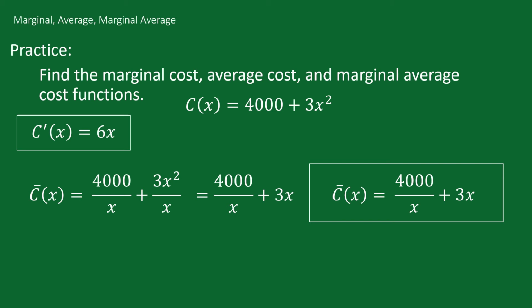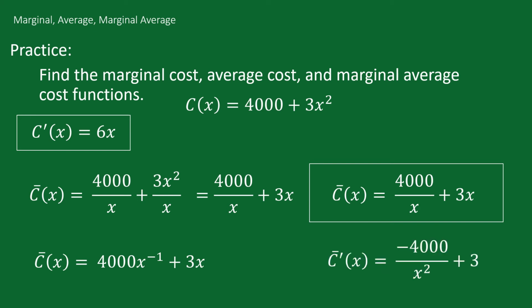So finally, let's find the marginal average cost function. To do that, we take the average function that we have already found and take the derivative of it. To find the derivative of 4,000 over x, it would be helpful to rewrite it as 4,000 x to the negative 1. Then we can use the power rule, which we should be familiar with if you remember derivatives. Therefore, the derivative of c bar of x equals 4,000 x to the negative 1 plus 3x is c bar prime of x equals negative 4,000 x to the negative 2 plus 3, and that is equal to negative 4,000 over x squared plus 3, which is our marginal average function.